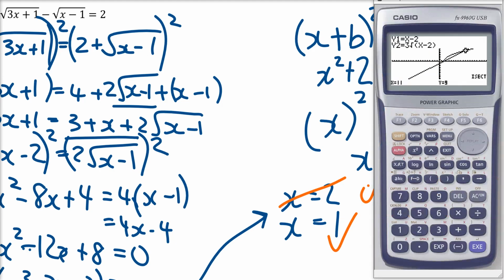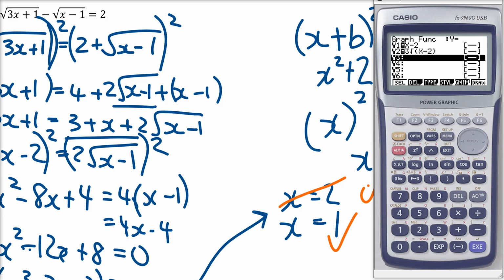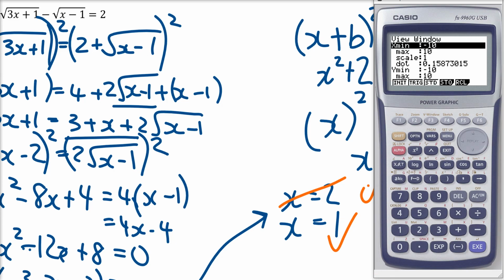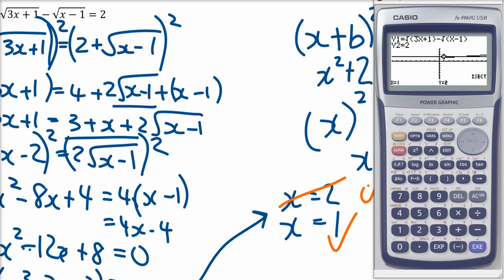And again, if I jump on my calculator and draw these two graphs, so root of 3x plus 1 minus the root of x minus 1. The second graph is just 2. If I draw that, the graph looks very silly. I'll just make standard. And then let's graph it. Still very silly looking graph. Graph solver, and x is 1. We've got an x is 5 as well.